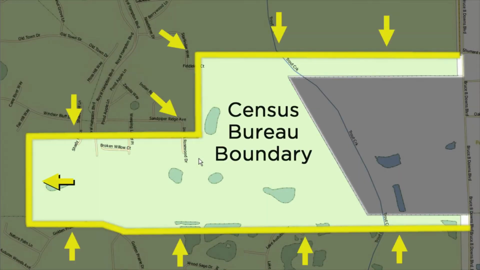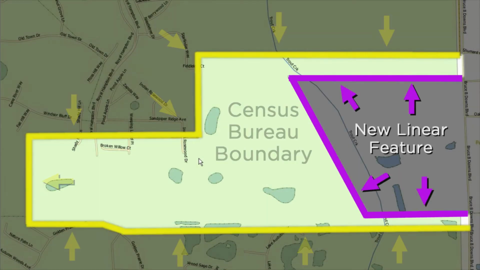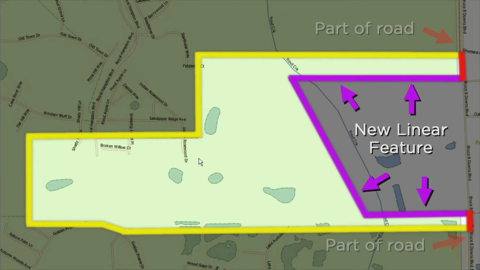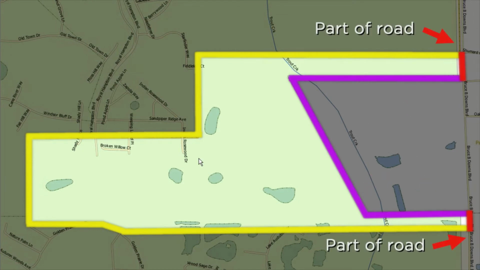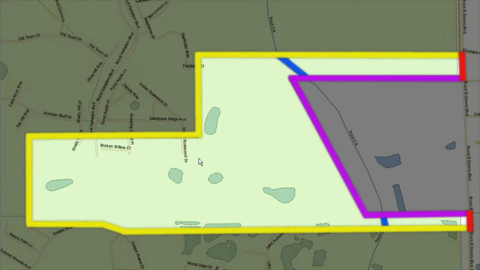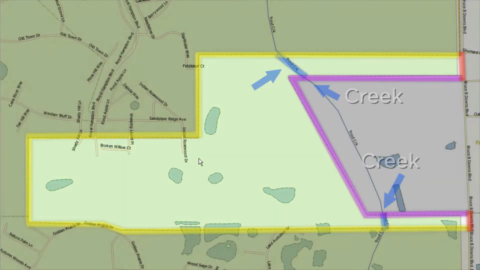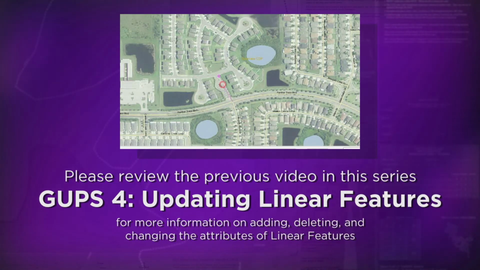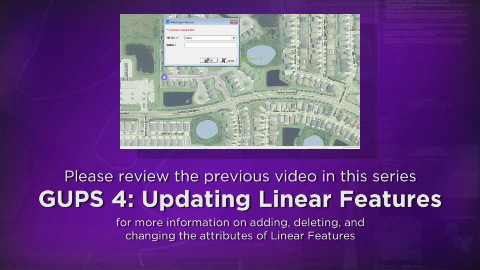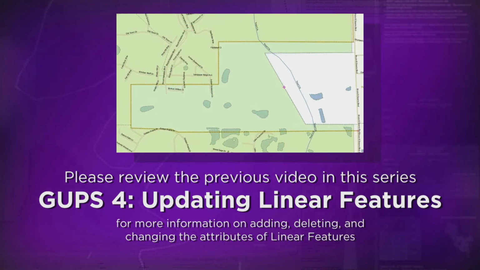The edges of the new faces are the Census Bureau boundary, the new linear feature, and parts of the vertical road, an existing linear feature. In addition, the creek is also an existing linear feature, parts of which will act as edges of the new faces you will be selecting. For more information about adding, deleting, and changing the attributes of linear features, review the previous video in this series, GUPS 4, Updating Linear Features.